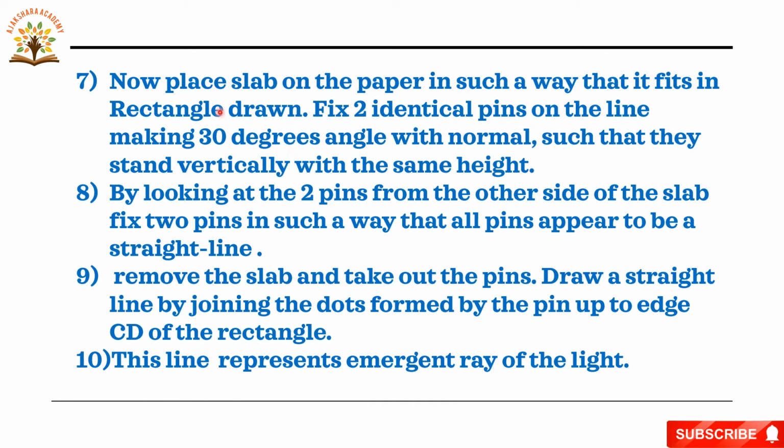Now we take the slab and place it on the paper, and take two identical pins, making an angle of 30 degrees. We place two pins vertically, and by looking at the two pins from the other side of the slab, fix two more pins on the other side so that they form a straight line. Now we remove the slab, take out the pins and draw a straight line. This line represents the emergent ray of the light.